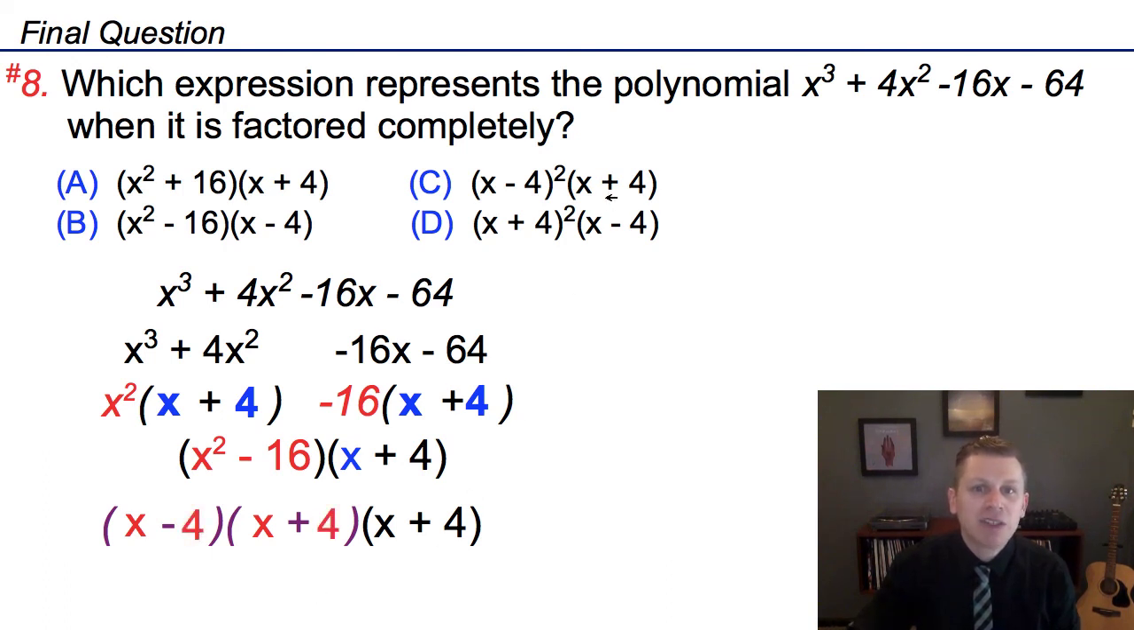When I look at the options up here, none of these appear. But what I notice is that x plus 4 here appeared twice. Think about if you had 5 times 5, you could write that as 5 squared. Or 10 times 10 could be written as 10 squared. The same is true down here. X plus 4 times x plus 4 can be written as x plus 4 squared times x minus 4. Looking at the answer choices, that is choice D.